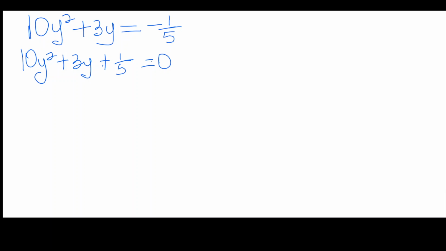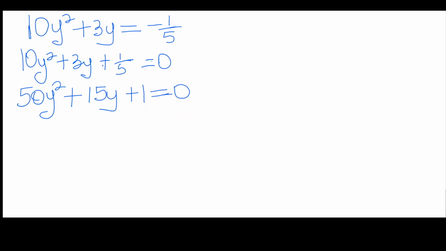So multiplying each term by 5 gives us 50y squared, because when I multiply 10y squared by 5, it's going to give me 50. Then I have plus, multiplying 3y by 5 is going to give me 15y. Then multiplying 1 over 5 by 5 is going to give me plus 1. All equals 0.